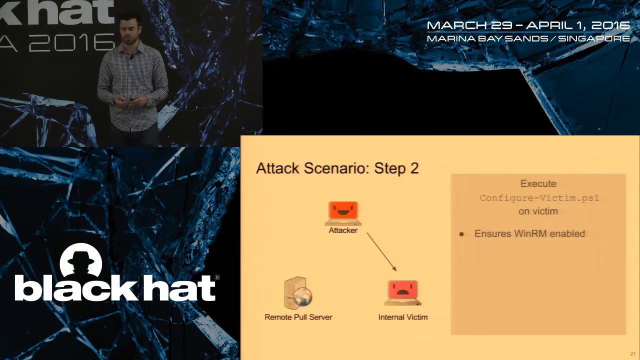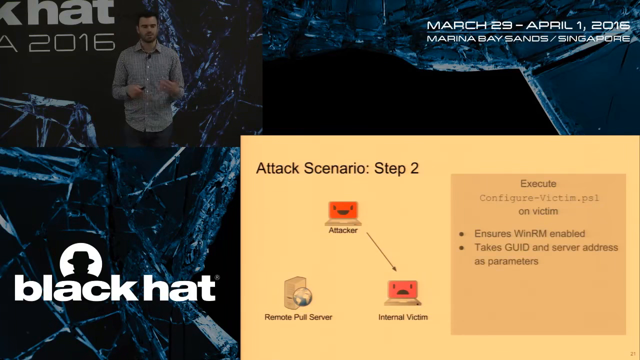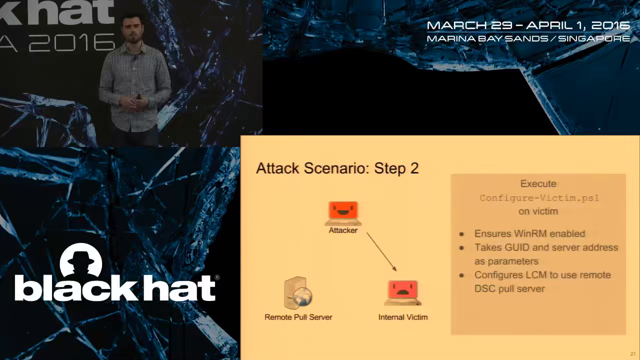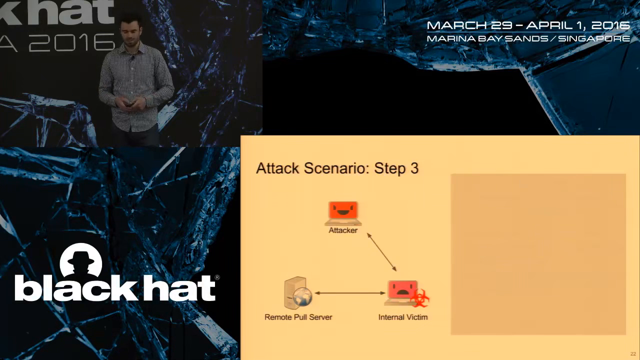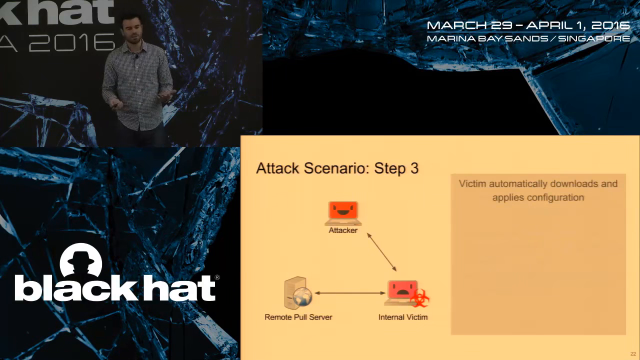So the first thing you do is ensure WinRM is enabled, and then it just takes that GUID and the IP address of your server, and that's it. It downloads the file. It also configures this local configuration manager. And we'll go through some of the more important features of that, but just know that it sets that up. Then your victim automatically downloads and applies the configuration.